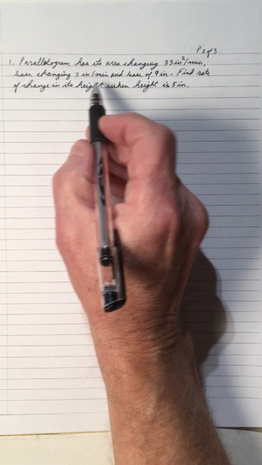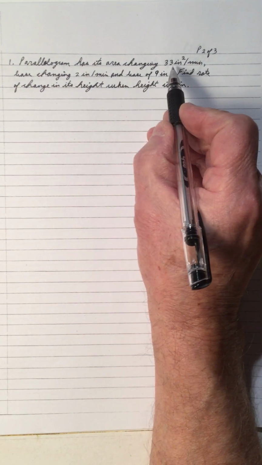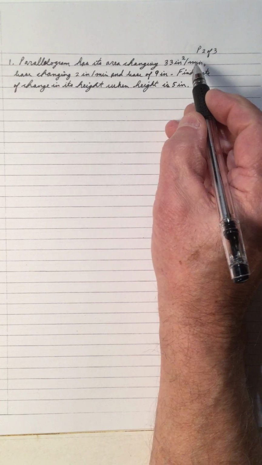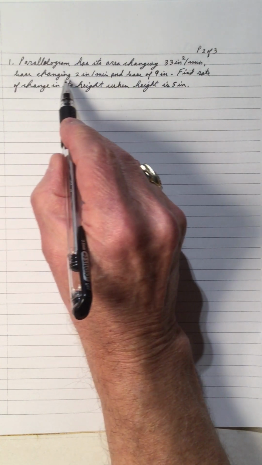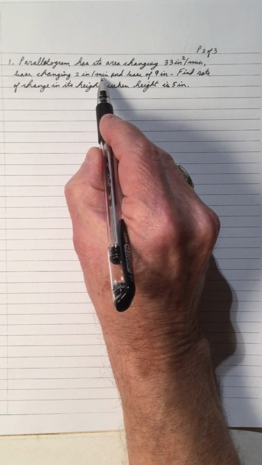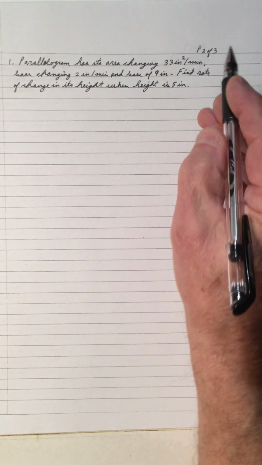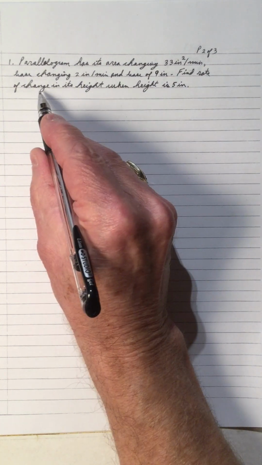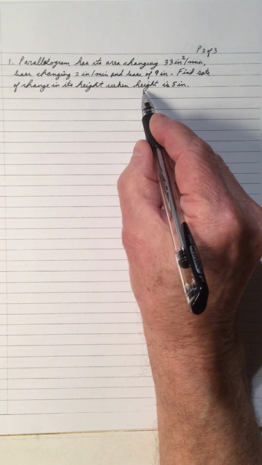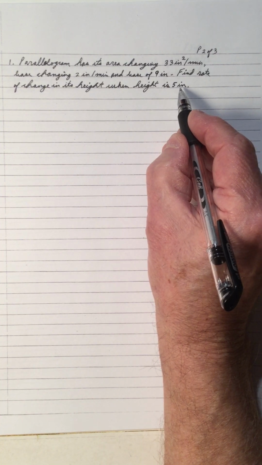Number 1: a parallelogram has its area changing at 33 square inches per minute. The base is changing at 2 inches per minute. The base is 9 inches. Find the rate of change in its height when the height is 5 inches.